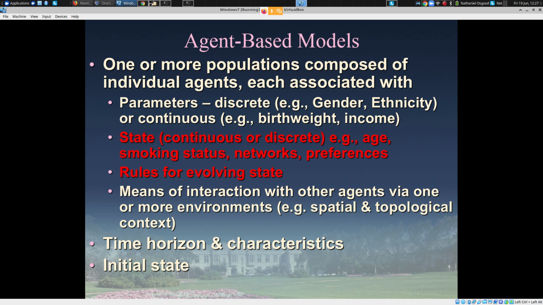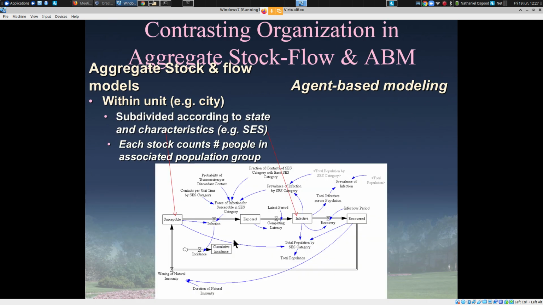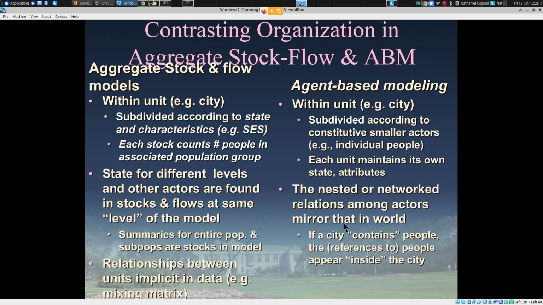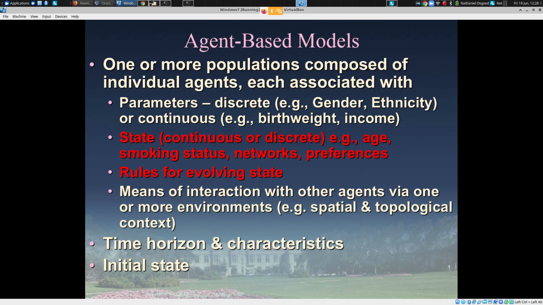And where does that state live? Well, in system dynamics, it was spread amongst these different areas, these stocks. But in agent-based modeling, the state is kept within the person. So that's how we're going to do it.